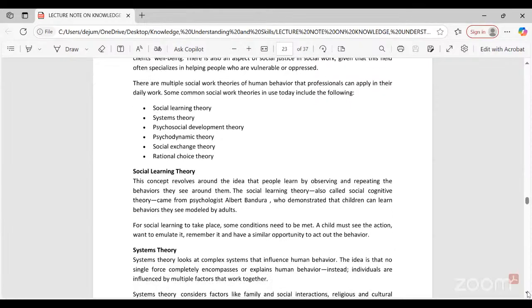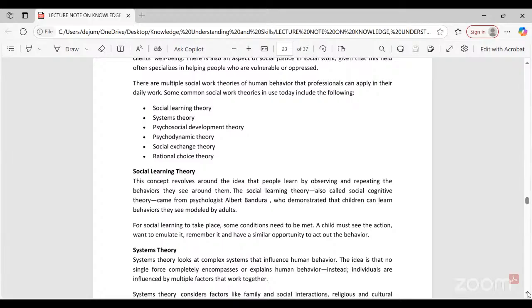We are starting with social learning theory. This concept revolves around the idea that people learn by observing and repeating the behaviors they see around them. This is common to children and also to adults, but more to children. Those of you who have children, especially mommies, you just enter your bedroom and you see your daughter. She has mixed your makeup with your powder. She has painted herself with mascara, and she carries a mirror in her hand. Why? Because she has seen you doing it.